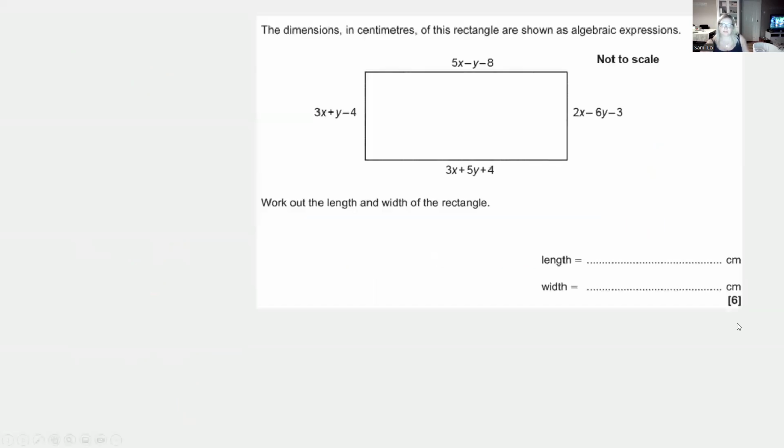Okay, last question. So the dimensions in centimeters of a rectangle are shown with algebraic expressions. Work out the length and width of this rectangle. This question looks quite mean, but it really isn't. Okay, so you've got a rectangle here, and with a rectangle, oh wait, first pause it if you need to. But the rectangle has two sides here, they equal the same. Okay, so first thing I'm going to do is find out what that is. So I'm going to write y minus 4 is equal to 2x minus 6y minus 3.